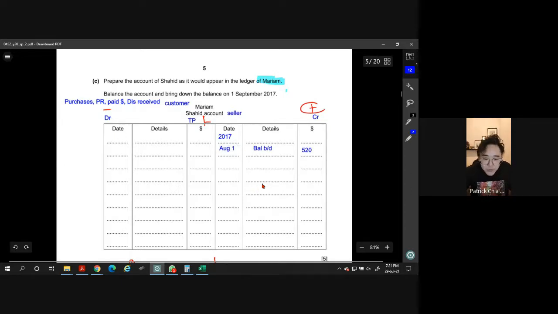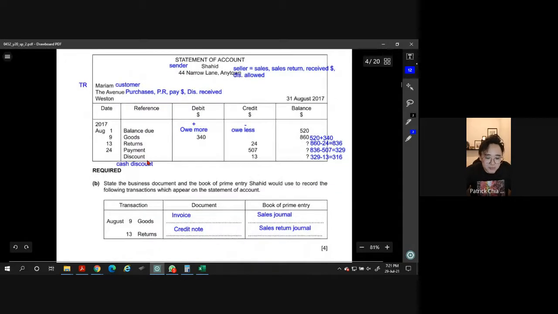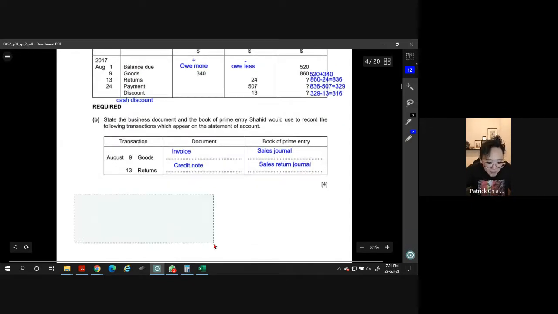Now, next one. The goods. This is debit purchases, because right now we switched roles already, remember? This question is very tricky, because at first they make you think that you are the seller, you are Shahid. But the moment it switches to Mariam, that means we are buying. So when you see goods, when you see an invoice, what does that mean? It means we are buying. So on August 9th, what's our double entry when you buy goods?